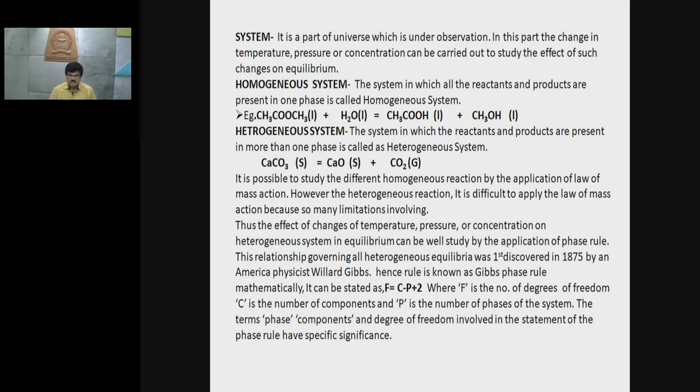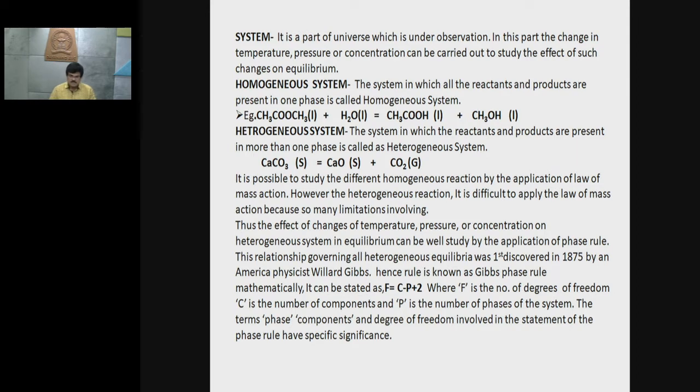So it is possible to study the different homogeneous reactions by the application of law of mass action. However, for the heterogeneous reaction, it is difficult to apply the law of mass action because of so many limitations involved. Thus, the effect of change of temperature, pressure or concentrations on heterogeneous system in the equilibrium can be well studied by the application of phase rule. This relationship governing all heterogeneous equilibria was first discovered in 1875 by an American physicist, Willard Gibbs. Hence, the rule is known as Gibbs phase rule.